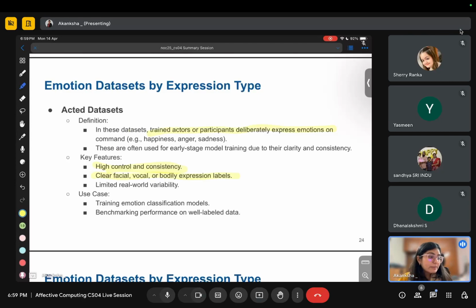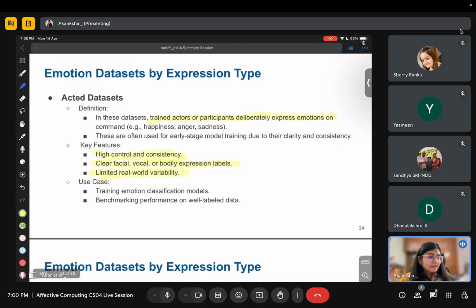ठीक है. Limited real world variability. Not everybody will smile, not everybody will be happy with a full face of smile. ठीक है. Some people are happy but they tend to smile less. So it is more representative. मतलब होता है ना कि कैटेगरी रिप्रेजेंटेटिव करने के लिए it's better, but it's not accurate for the real world. ठीक है. और use case क्या हो सकता है? Training emotion classification models. Initially you can train those models and then you can add on some realistic data, and also it can be used for benchmarking.